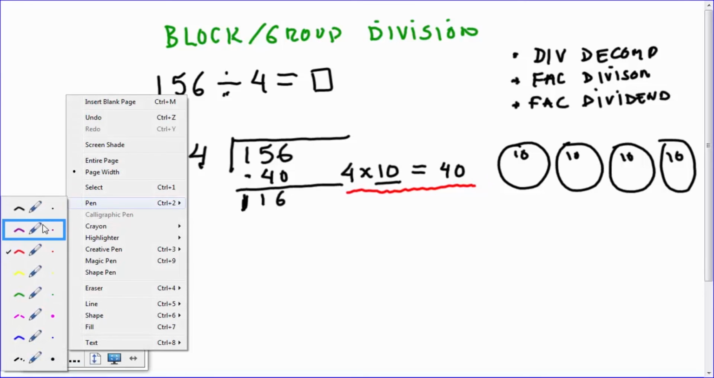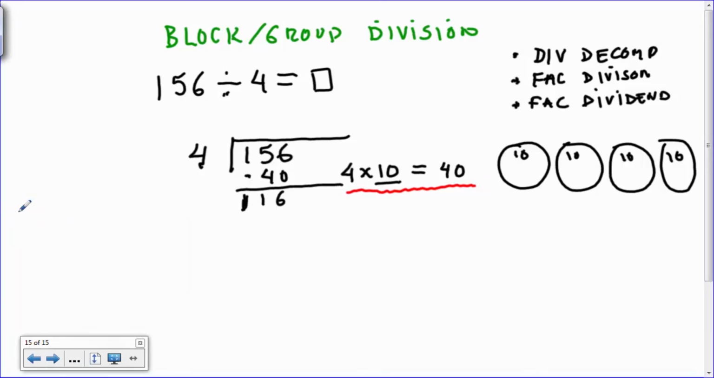It illustrates that I've got 4 groups. I know that I can distribute 10 objects to each group, and I know that I've gotten rid of 40 of the objects, and so I've got 116 more objects to get rid of. And they say, oh, that's only 40. I could do that again. I could say 4 times 10 is 40.